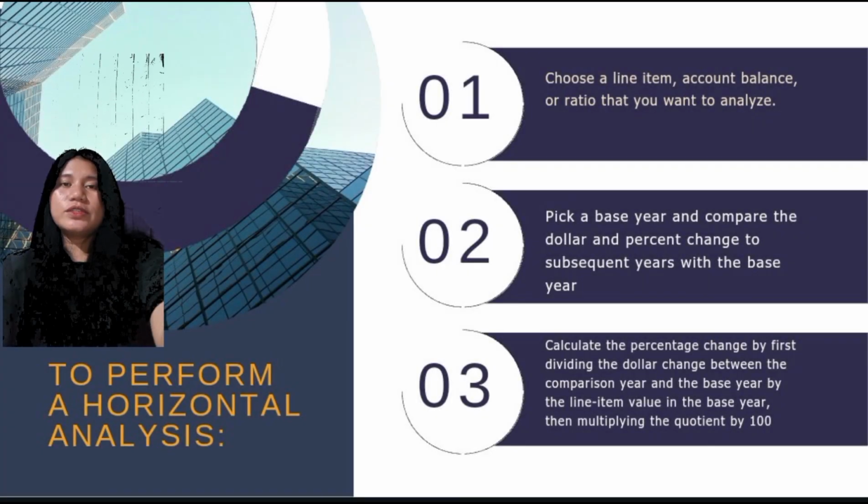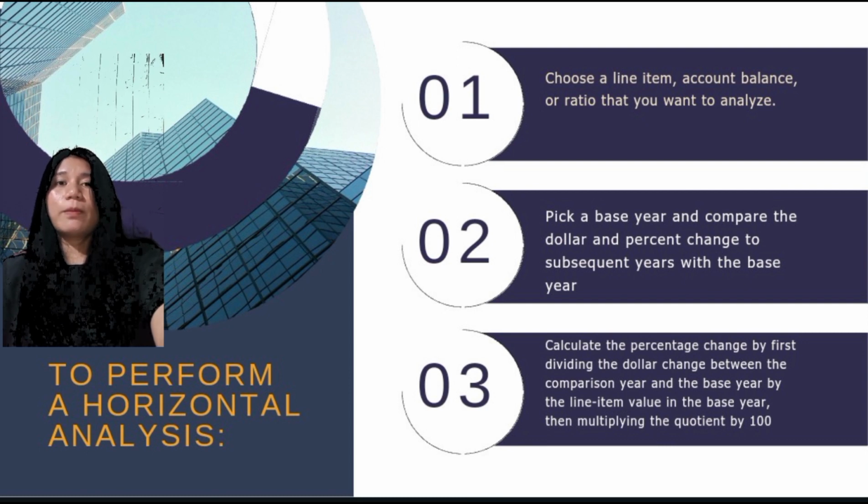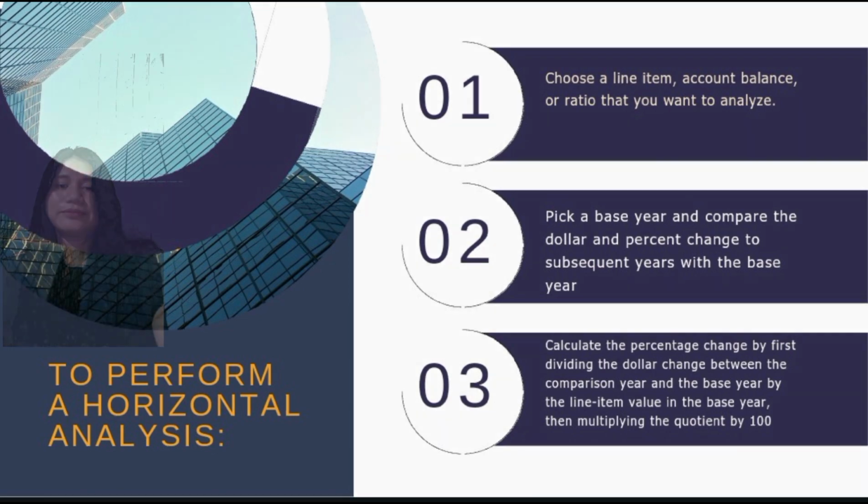To perform a horizontal analysis, first choose a line item, account balance, or ratio that you want to analyze. Next, pick a base year and compare the dollar and percent change of subsequent years with the base year. Third, calculate the percentage change by first dividing the dollar change between the comparison year and the base year by the line item value in the base year, then multiplying the quotient by 100.